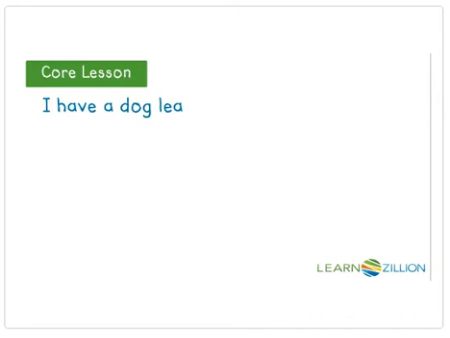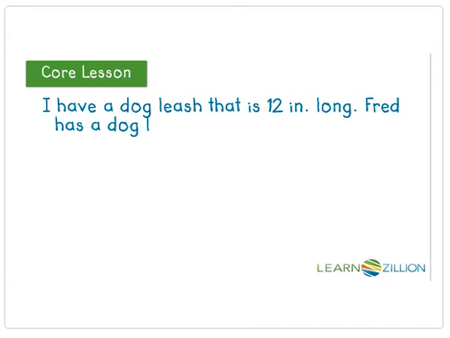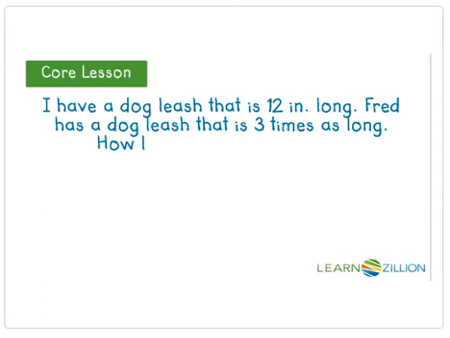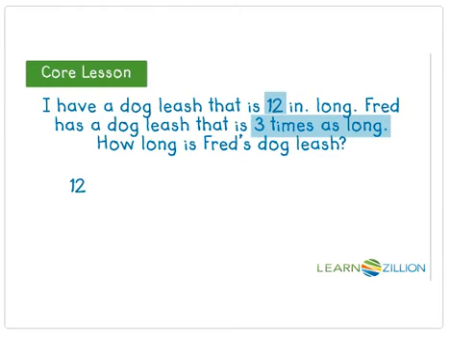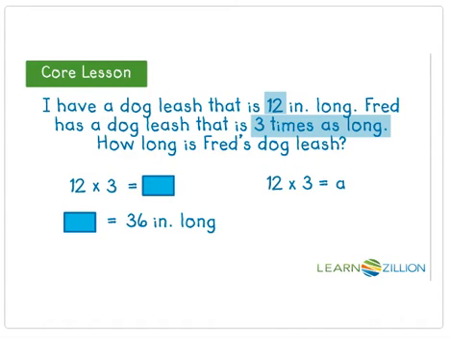Let's do one more. I have a dog leash that is 12 inches long. Fred has a dog leash that is 3 times as long. How long is Fred's dog leash? Okay, I know that my dog leash is 12 inches long, but Fred's dog leash is 3 times as long. So he's got 3 groups of 12, which would be 12 times 3. And so that's my unknown number, represented by the rectangle, which would be 36 inches long because 12 times 3 is 36. Okay, let's do that using the letter.